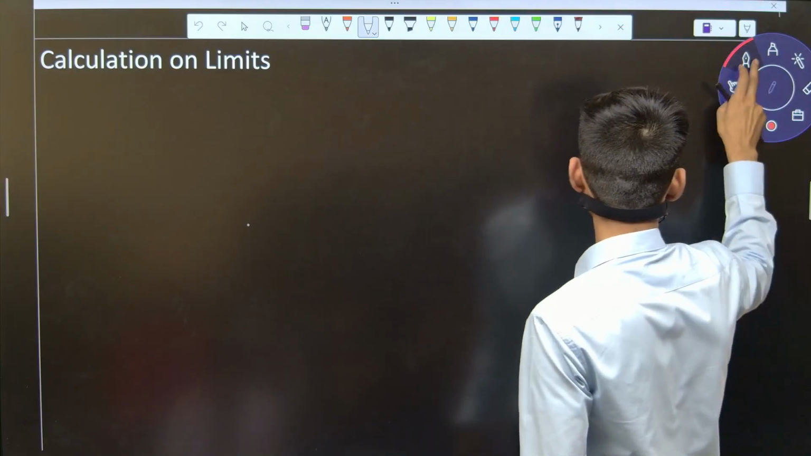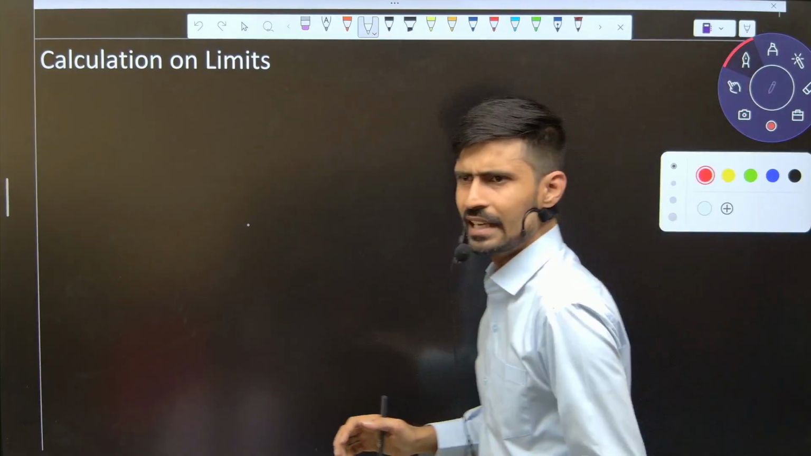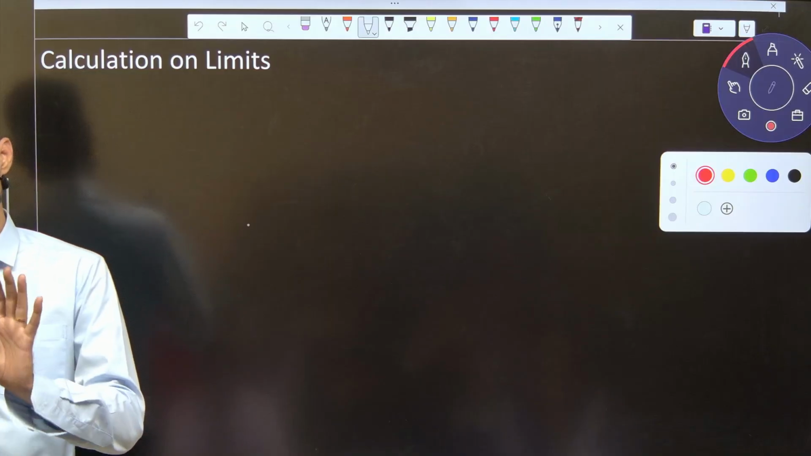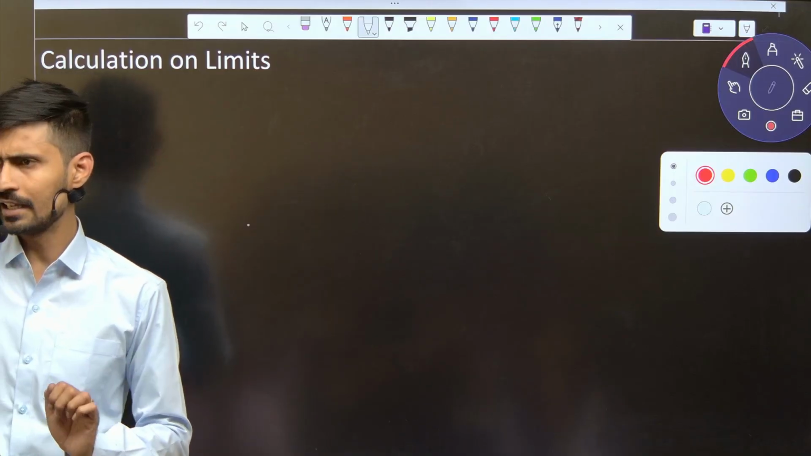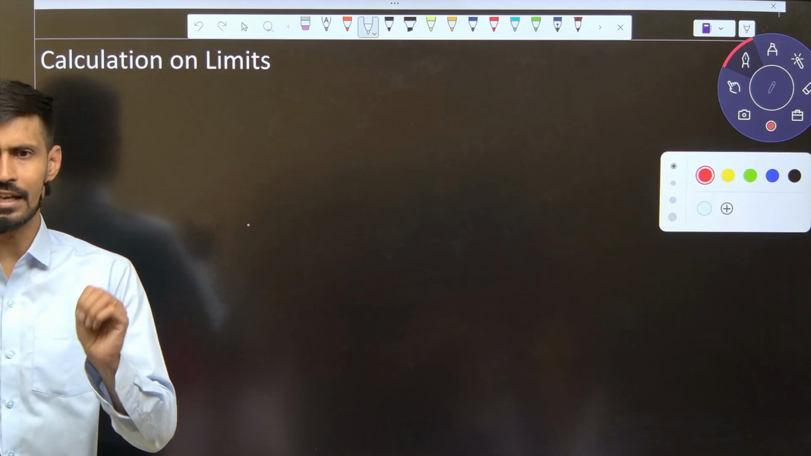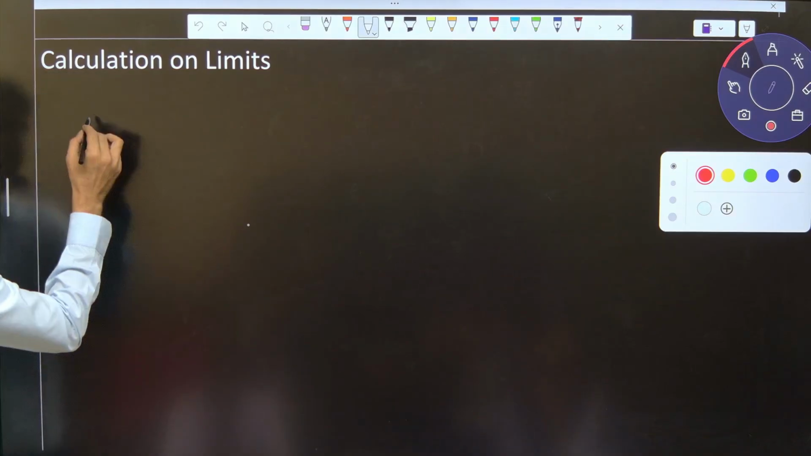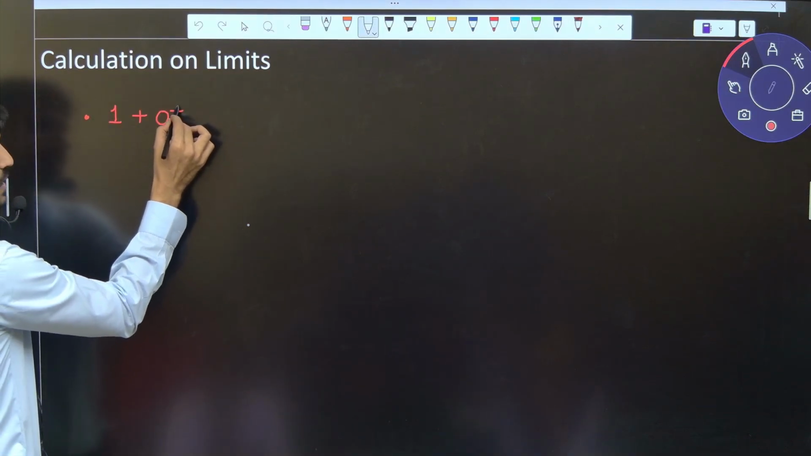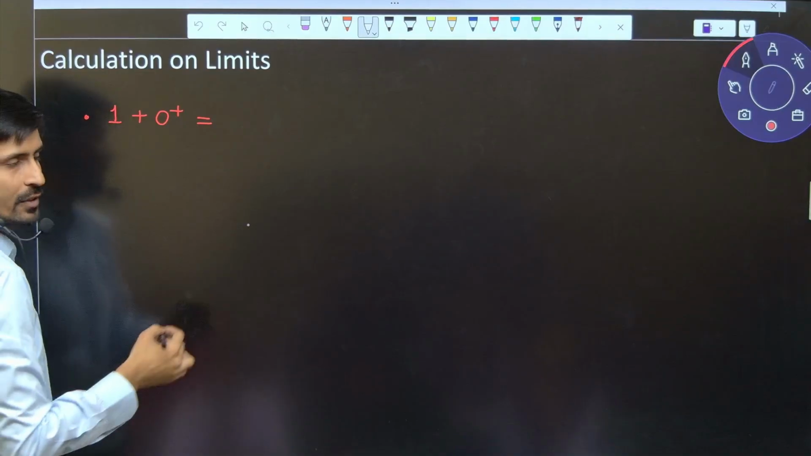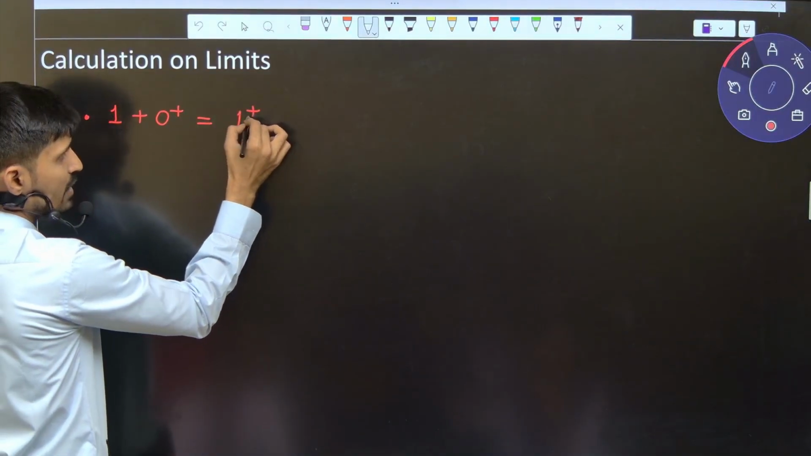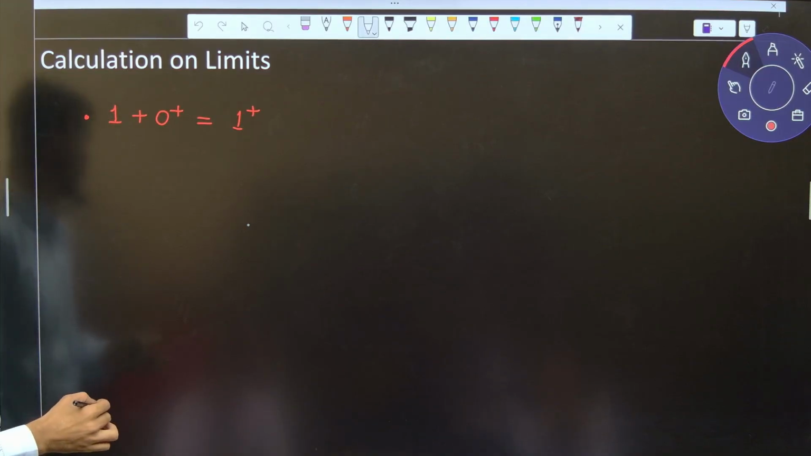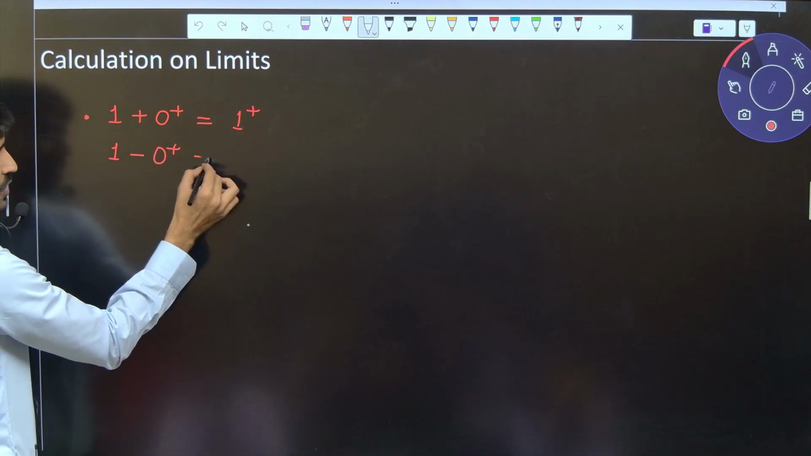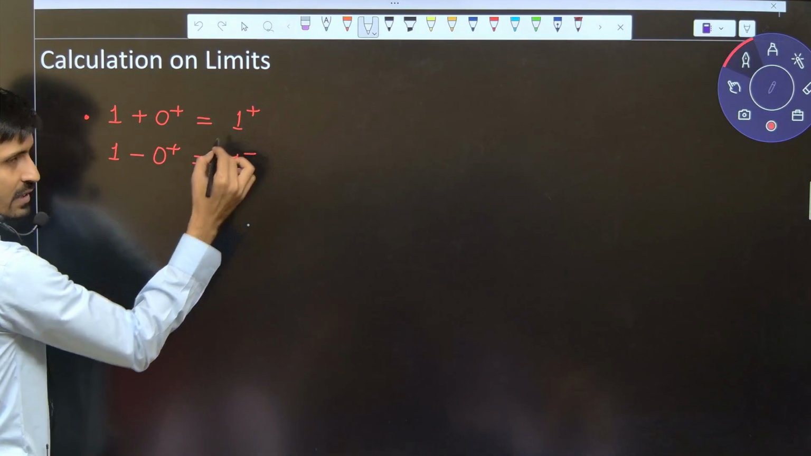Now, calculation of limits. It's a very simple calculation. Addition, subtraction, multiplication, division. Only that much. Not more than that. Squaring, like that. So, first of all, you tell me, if there is one number 1, I am adding 0 plus with 1. What will it become? 1 plus. Yes, na? And if there is one number 1, I am subtracting 0 plus. What will it become? 1 minus.